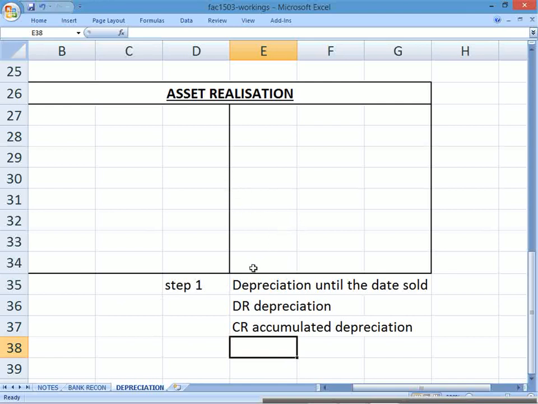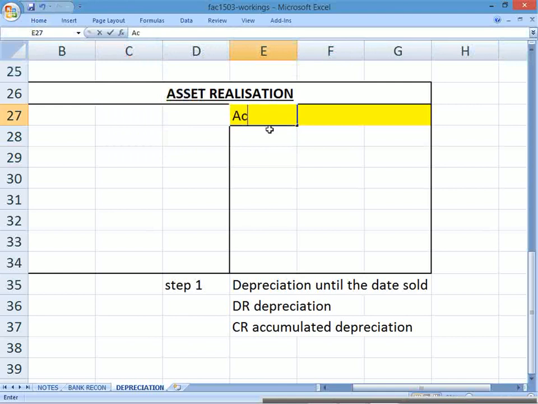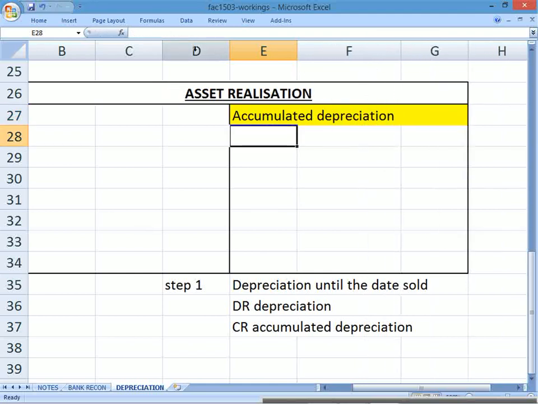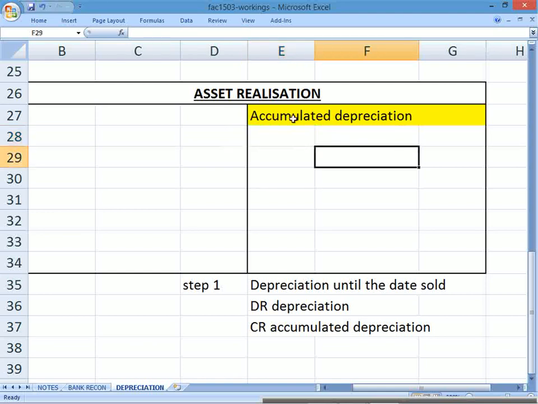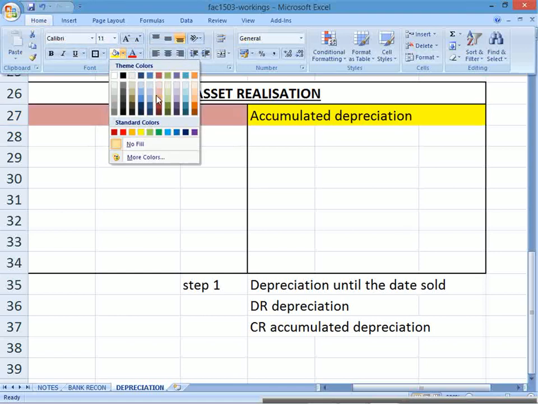Step number 2, process the accumulated depreciation to the asset realization account. Okay, so what balance does accumulated depreciation have? It's a negative asset, so it has a credit balance. If it has a credit balance, it'll still have a credit balance here. Okay, it's simple. Right, so accumulated depreciation will go here on that side of the account. Okay, because it's a negative asset. And then the cost, which is the next step, would go here.